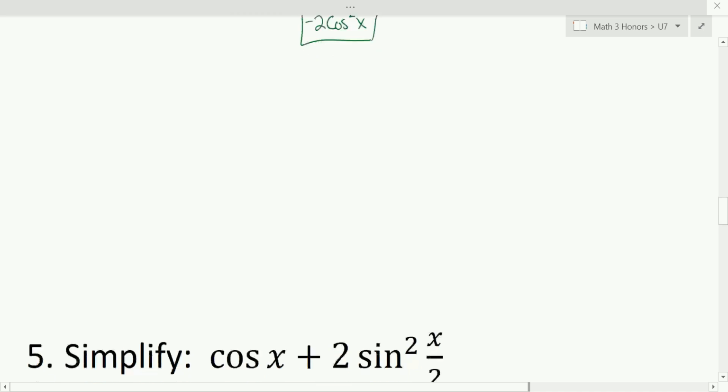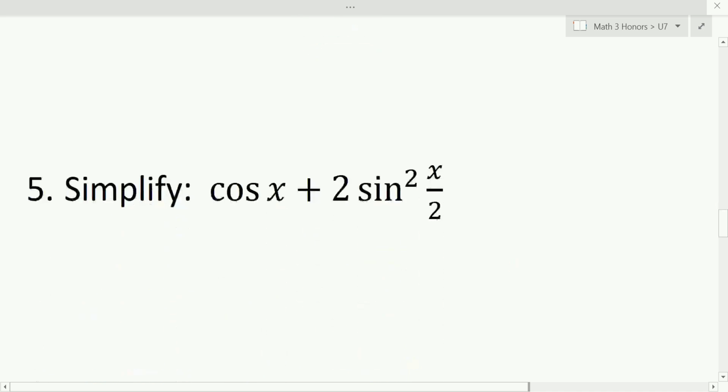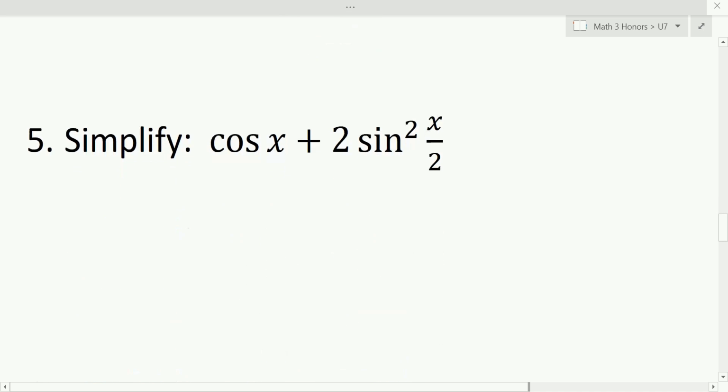Our next one is simplify. I'll let you look at it for 30 seconds to see if you can figure out what your first step should be.